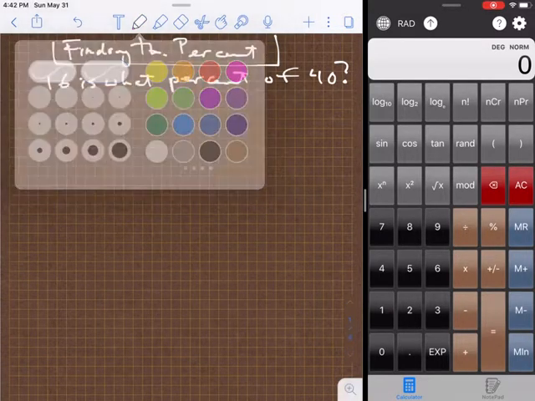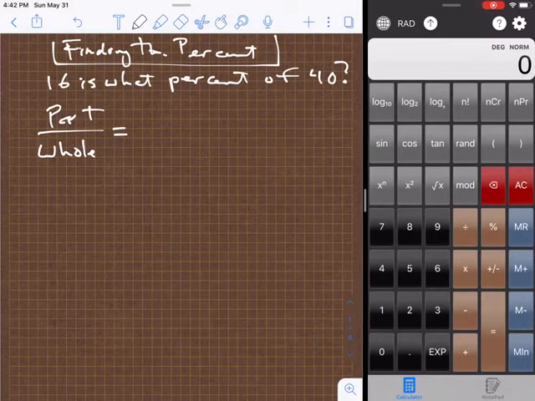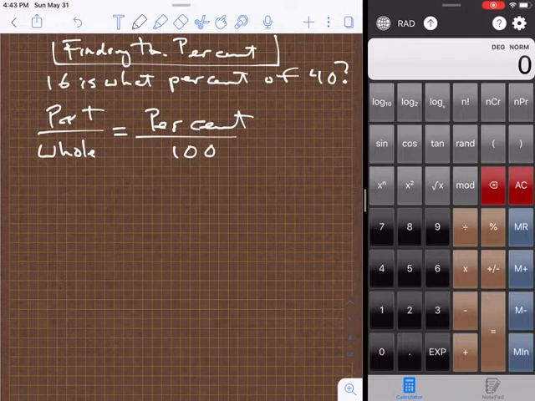All right, we are moving forward here. So think about what the percentage proportion is, right? And you've got the part. Wow, that's my handwriting just really degenerating here. Part over the whole is equal to the percent. That part was not me. Percent divided by 100.